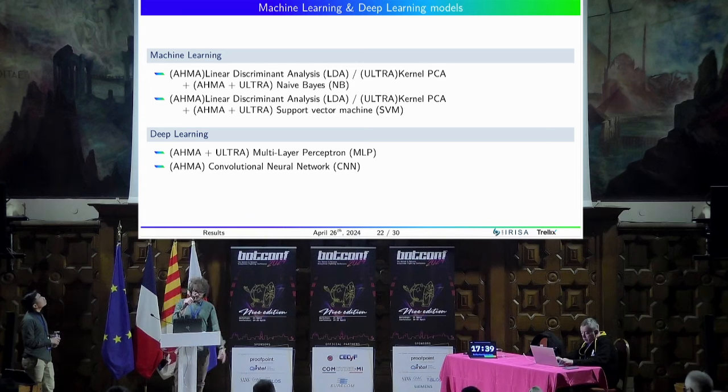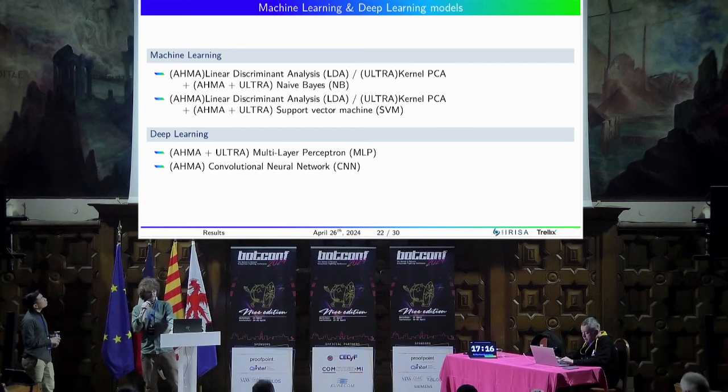For the deep learning, we did not use any CNN for Ultra because we get really good results with the MLP, which is quicker to execute. The CNN is the one that takes more time. So we choose to only use naive Bayesian, SVM, and MLP for Ultra, while for AMA, we also used CNN.